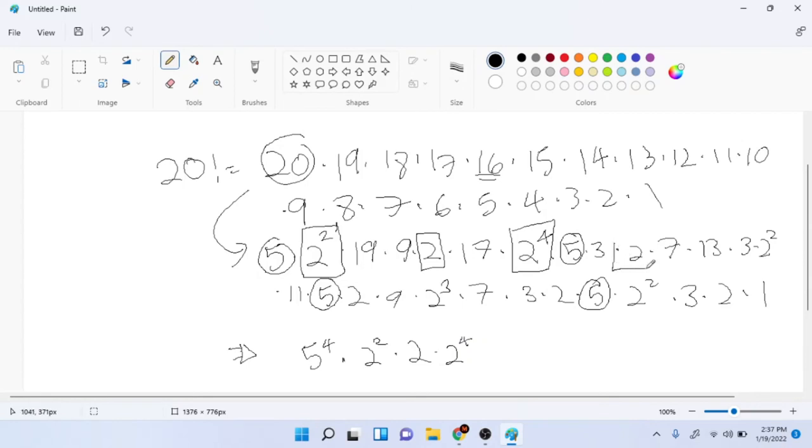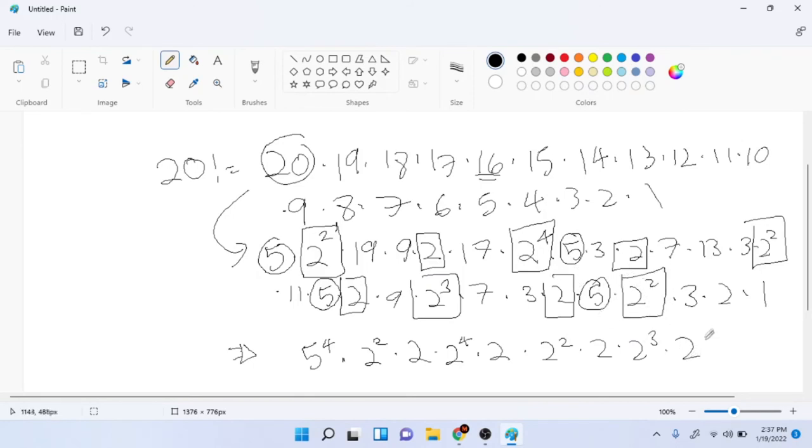I have this one, this is 2. I have this one, 2 to the 2nd. I have this 2 also, this 2, I have this one, this 2, 2 to the 3rd. I have this 2, 2 to the 2nd, and I have this 2. Okay, I think I listed out most of the powers of 2s and the powers of 5s. The rest we don't have to care about, because who cares about the rest of the numbers, right?